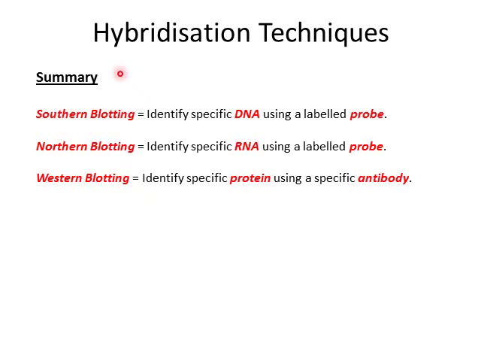And also, just quickly to summarise these hybridization techniques, remember that Southern blotting is related to identifying specific sequences of DNA using a labelled probe. Northern blotting, we're interested in identifying specific sequences of RNA using a labelled probe, and in both cases these probes can be DNA or RNA. Western blotting is different. Here we're identifying a specific protein. We don't use a probe, we use an antibody to identify the protein. So that's the main thing. If you don't remember anything about those hybridization techniques, please try and remember that.